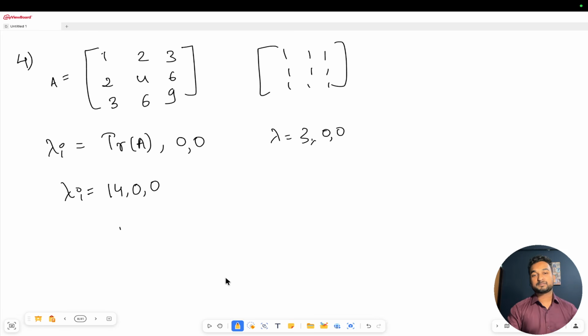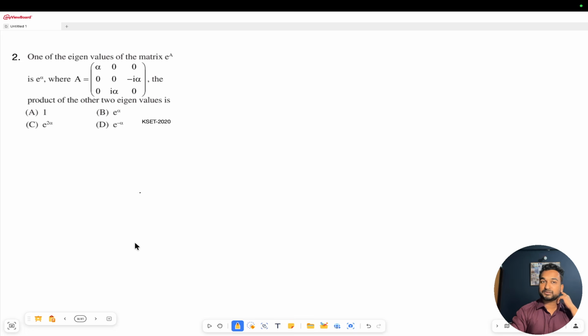So this is all about eigenvalues and eigenfunctions in brief. There is a lot more, but this much will help you a lot. So let's start solving the questions.